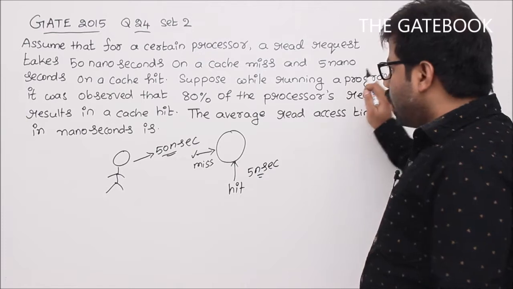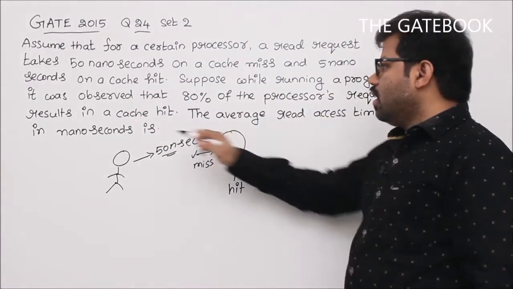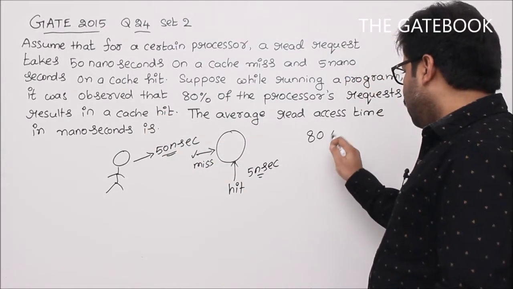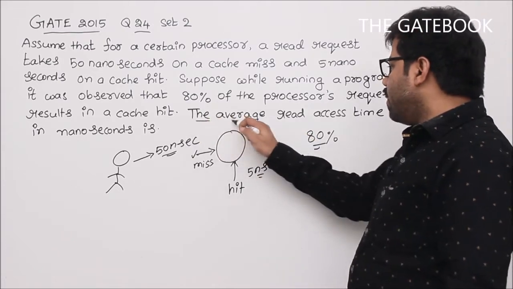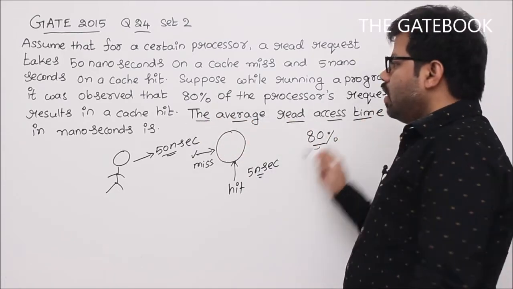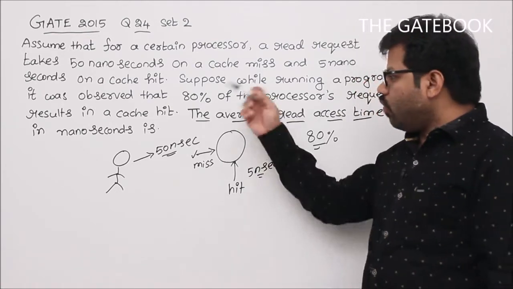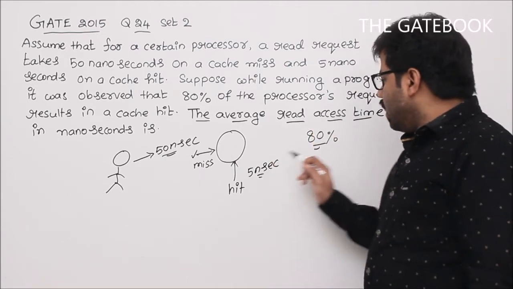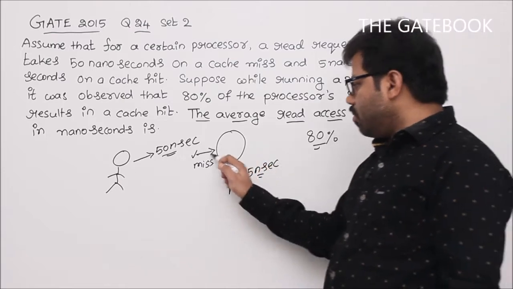Suppose while running a program, it was observed that 80% of the processor's requests result in a cache hit. So 80% of the time there is a cache hit. Now the question is the average read access time in nanoseconds. He has given everything about the reads, and now we have to find the average read access time. In 80% of the time we will be hitting the cache, and only 20% of the time we will be missing the cache.